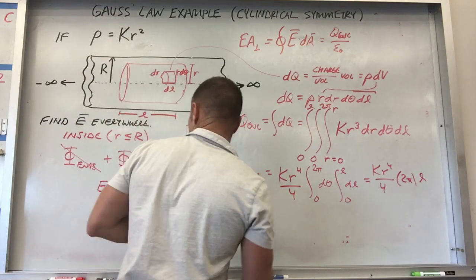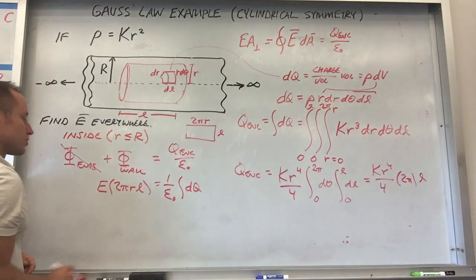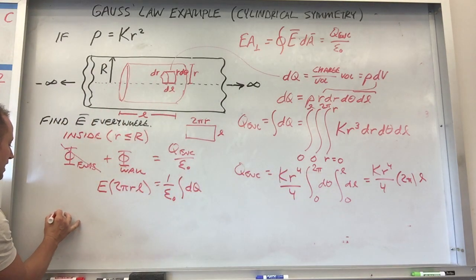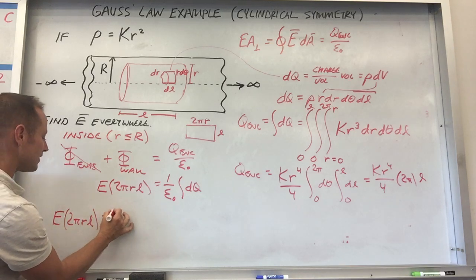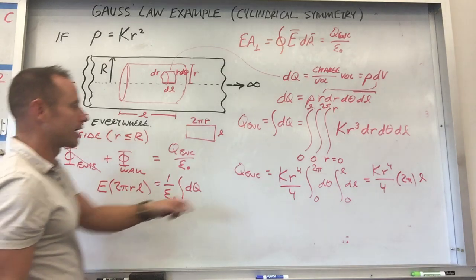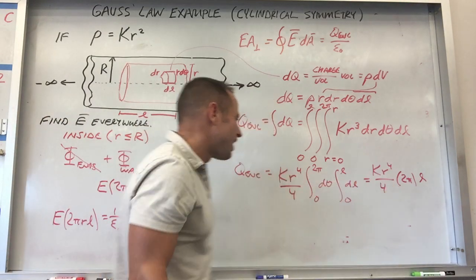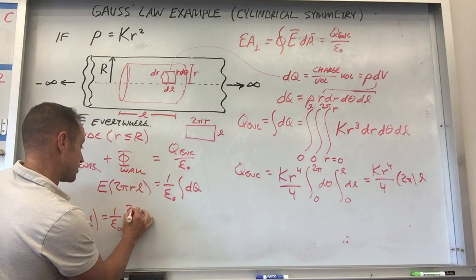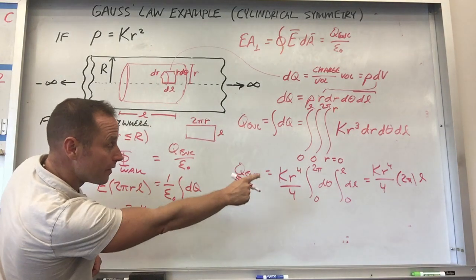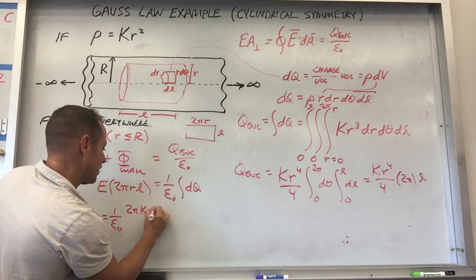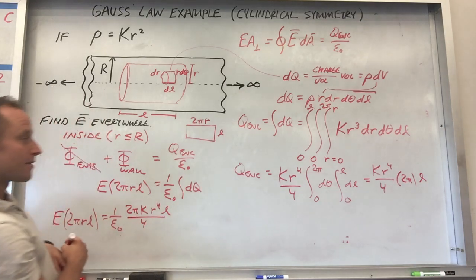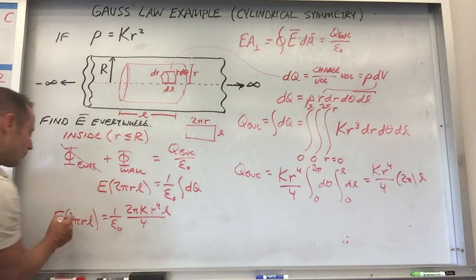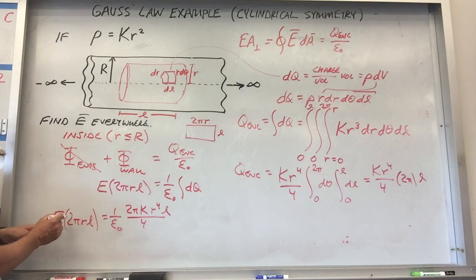Okay, so we can go back. We've done a little side project now to find the total charge. So we've got E times 2 pi r L equals 1 over epsilon naught, annoying guy in there. And then let's plug this in. There's a 2 pi, there's a k, there's an r to the 4th, there's an L, and then there's a 4. Okay, so that's everybody. Now all we have to do is solve for E, so we divide by the 2 pi r L.